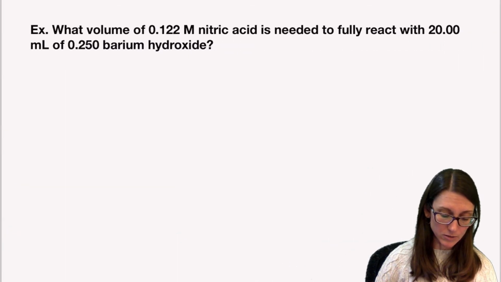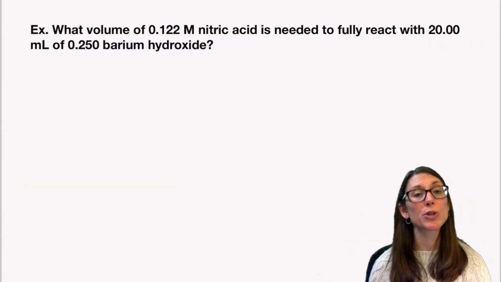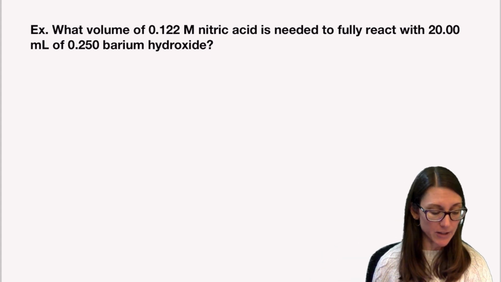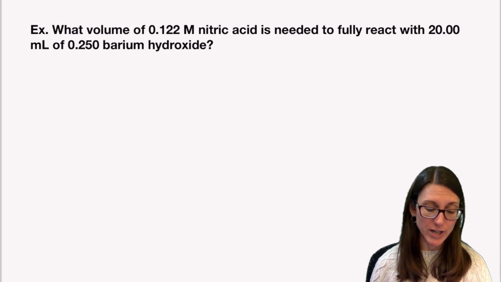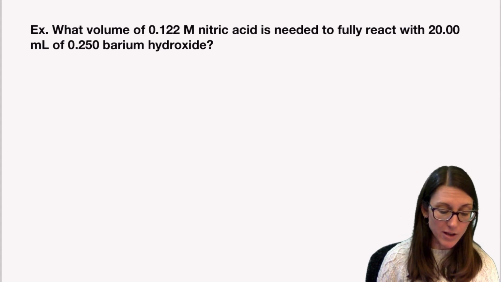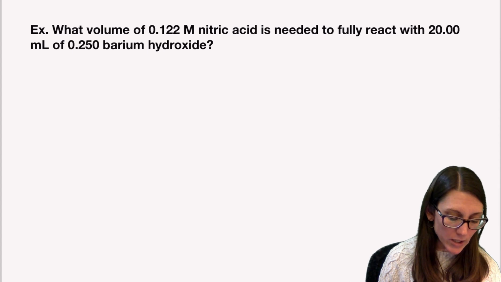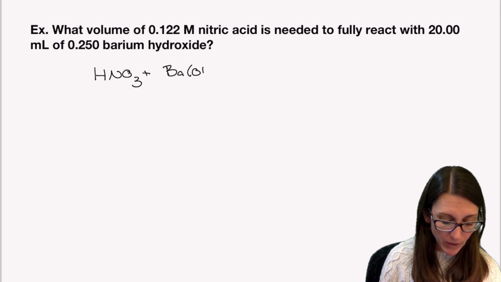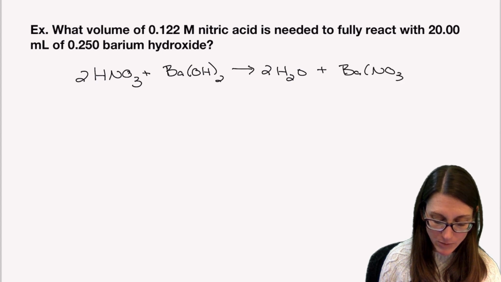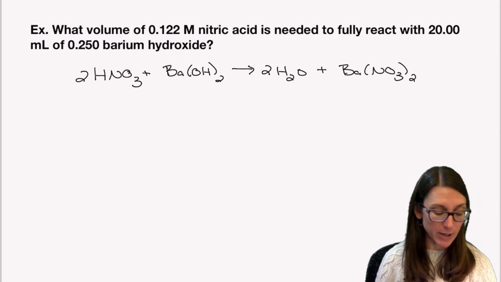We can also use titration stoichiometry to predict what volume of a solution would be needed to react. So in this case, I've got 0.122 molar nitric acid. I'm reacting it with 20 milliliters of barium hydroxide. And the question is, what volume am I going to use? As with every stoichiometry problem, we need to start out with a balanced chemical equation. And for this one, barium hydroxide is dibasic. Its formula is Ba(OH)2. And so that means I'll need 2 moles of the nitric acid as I am reacting this, because I need to make 2 waters. And then I'll make barium nitrate.